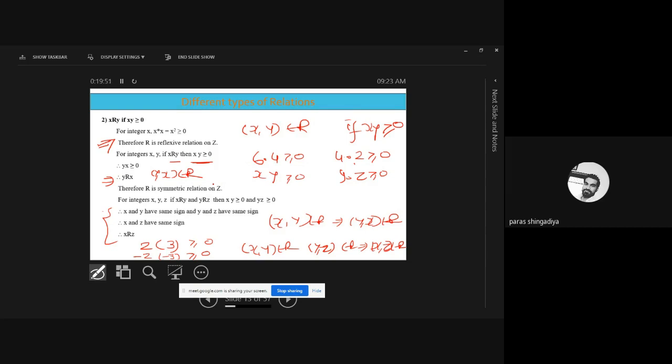Clear? If I consider 6 times 4 greater than or equal to 0 and 4 times 2 greater than or equal to 0, then what about x and z? That is also greater than or equal to 0. Okay, so that is yes. Domain is the set of integers.